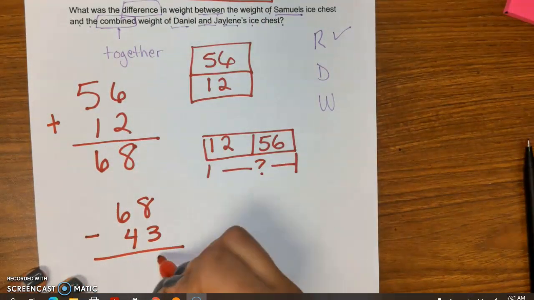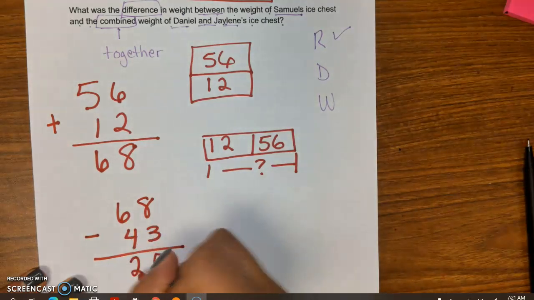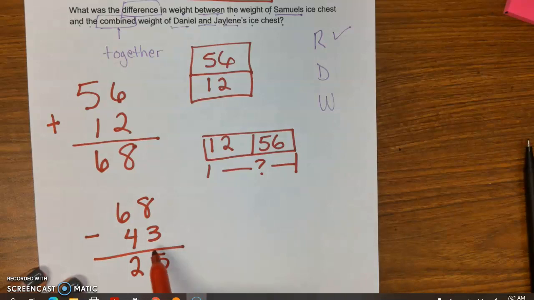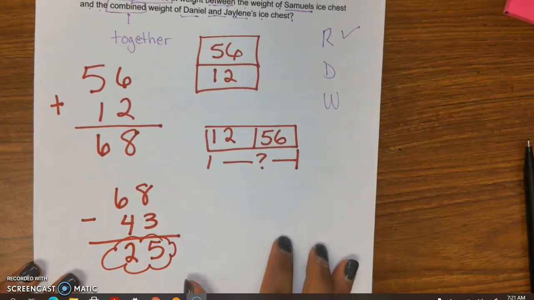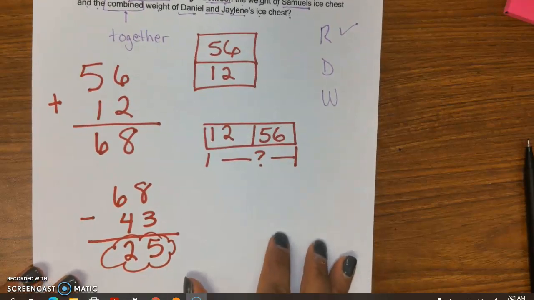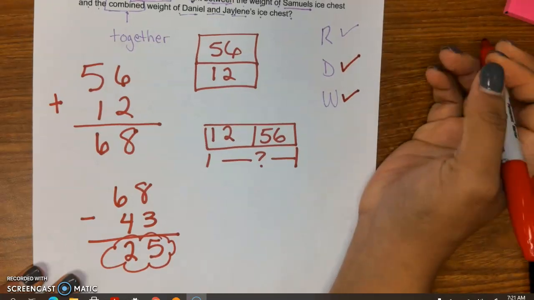8 minus 3, 5. 6 minus 4, 2. So now I have my answer of 25. Alright, we'll be doing more problems like these, but now you can check off your drawing as well as your written equations.